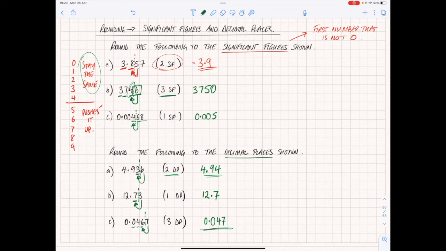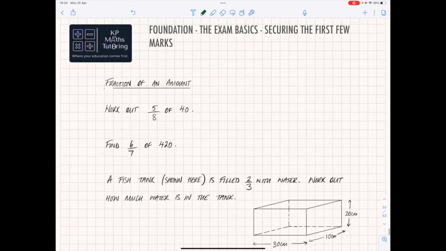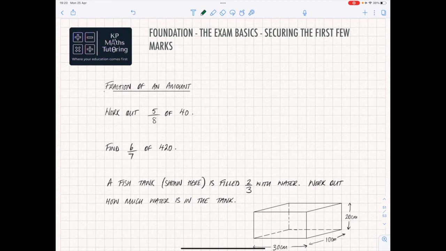Now you could just get a question that is basic rounding, as simple as that, so you round it to this many decimal places, or it could say as part of an answer, give your answer to 3 significant figures or 2 decimal places, whatever it might be, so make sure you are happy with that process. Okay, next lot of stuff we're going to look at is finding the fraction of an amount.